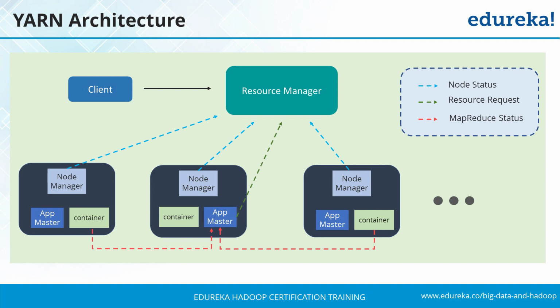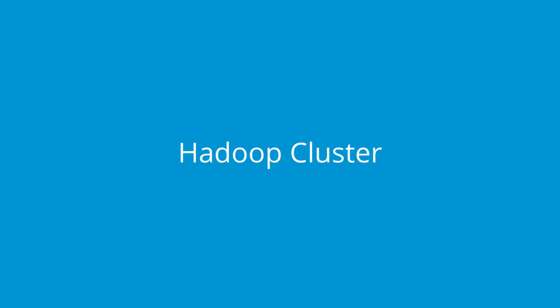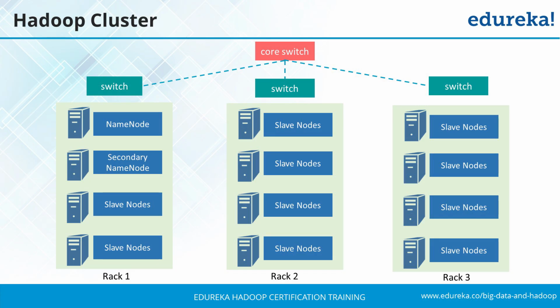But for every application, there will be multiple containers created, so that the mappers and reducers can be submitted into those, or processed in those containers. So this is the overall picture of your Hadoop cluster, guys, where you can see that all these nodes are placed in racks, and one of the racks has some master processes like name node and secondary name node, and all these are your slave nodes.